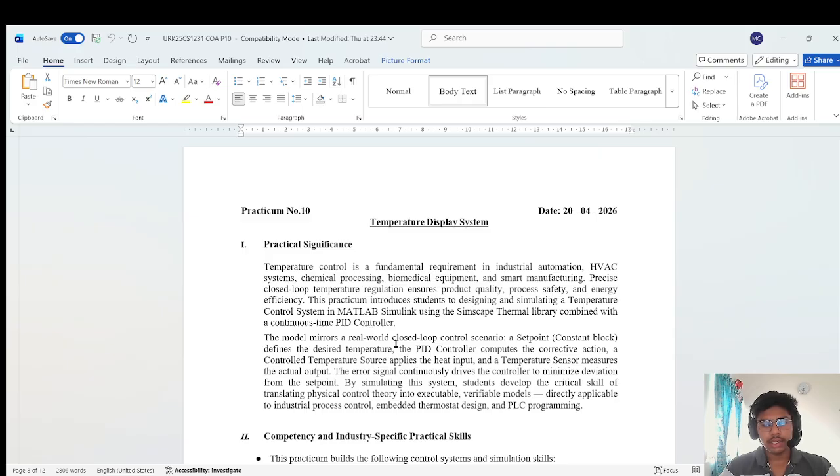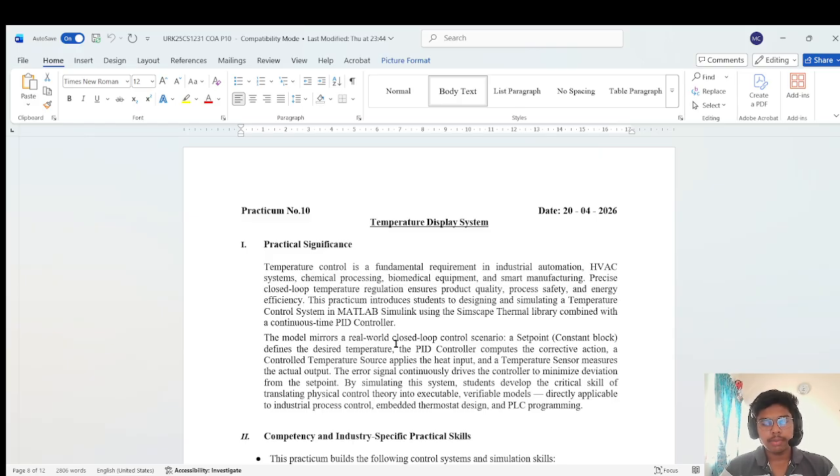The PID controller computes the corrective action, a controlled temperature source applies the heat input, and the temperature sensor measures the actual output. The error signal continuously drives the controller to minimize the deviation from the set point. By simulating the system, students will develop the critical skill of translating physical control theory into executable, verifiable models directly applicable in industry process control.